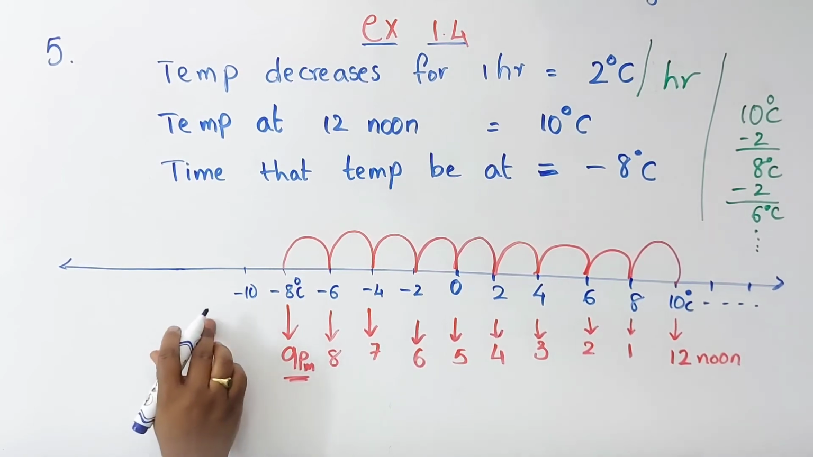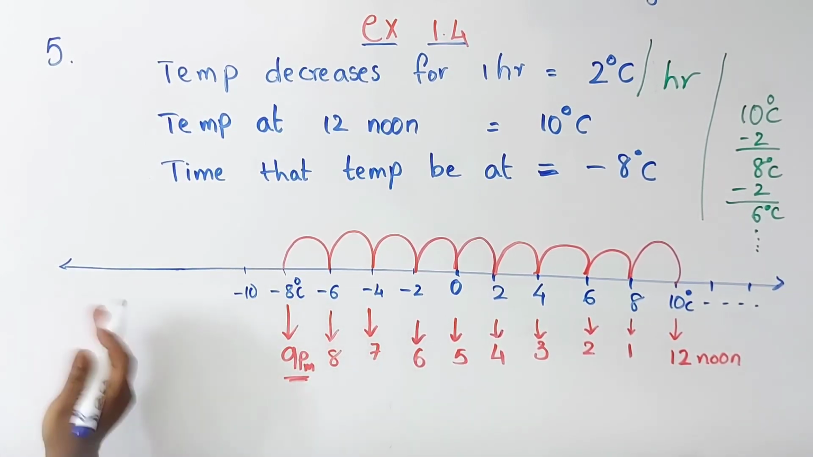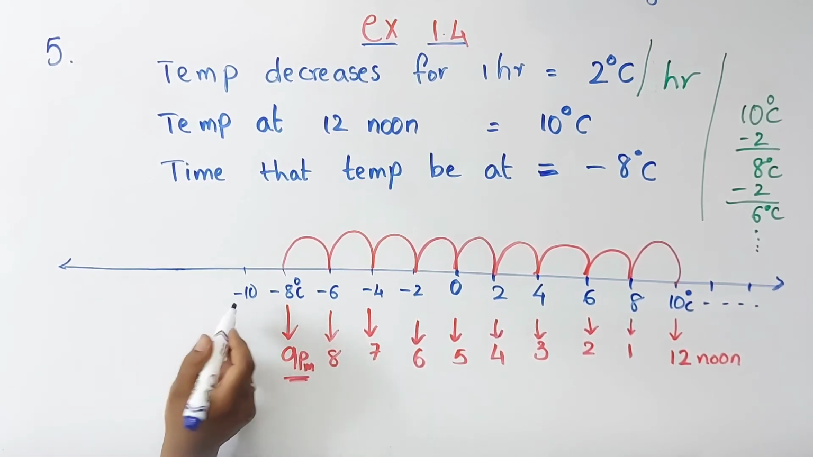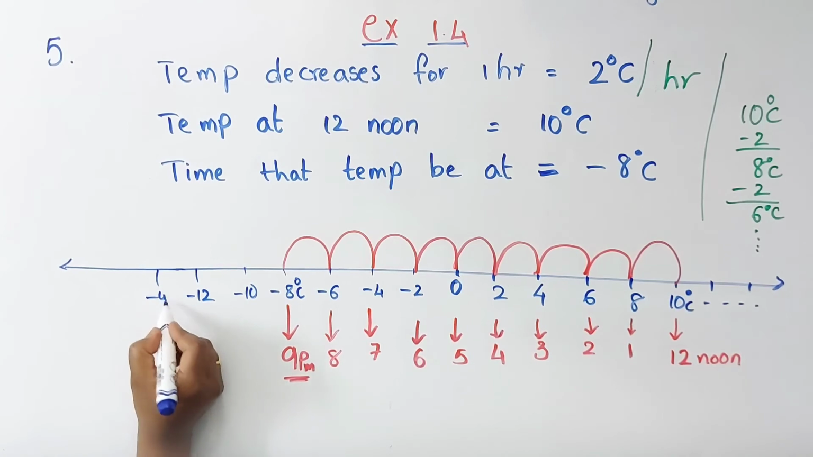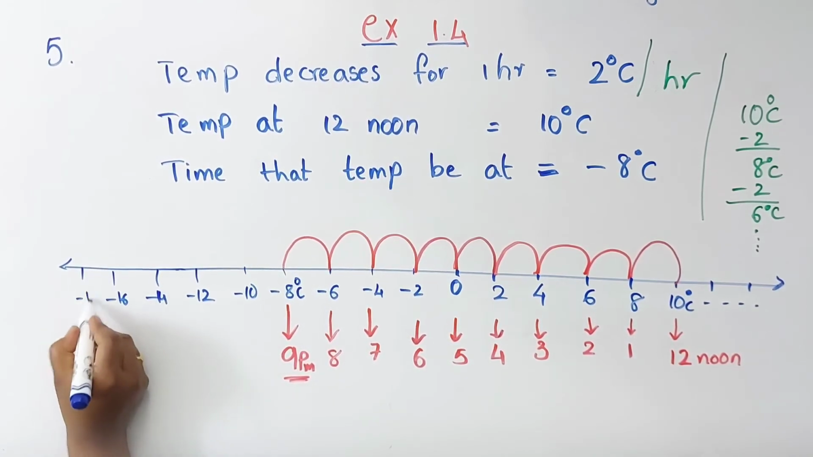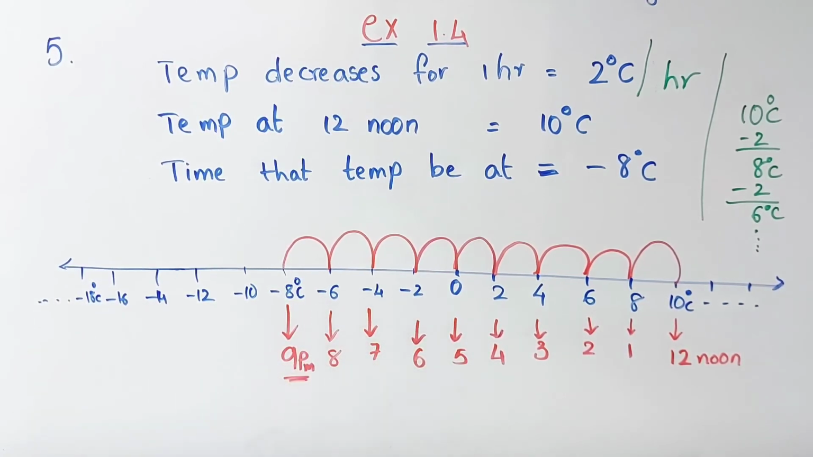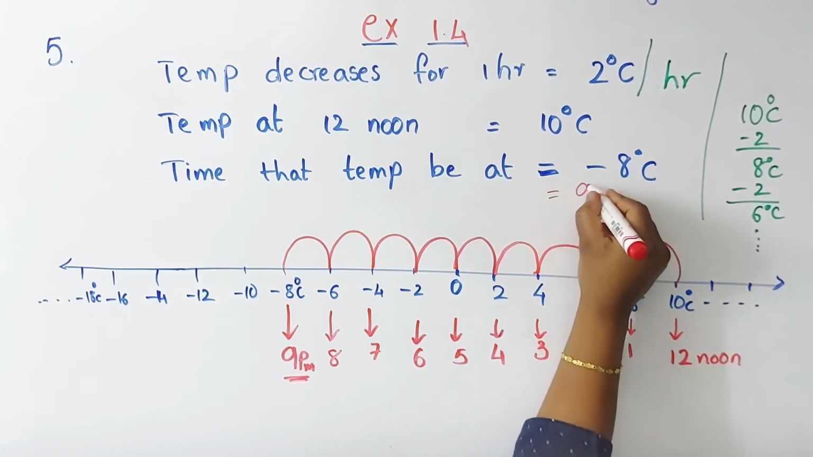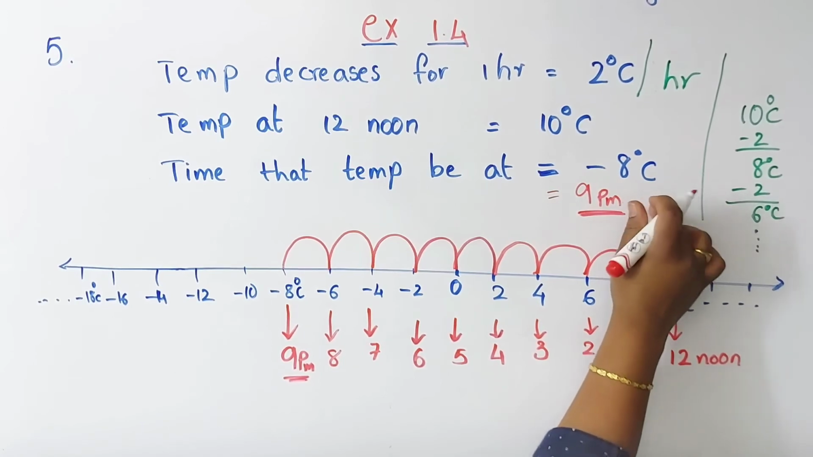Now what would be the temperature at midnight, children? So we have to extend the negative number side. That means here -10 degrees centigrade. Now -12, -14, -16, -18, and so on. Now we'll see. This is at 9 p.m., -8 degrees centigrade. So the first answer is 9 p.m. Exactly at 9 p.m., -8 degrees centigrade is the temperature.